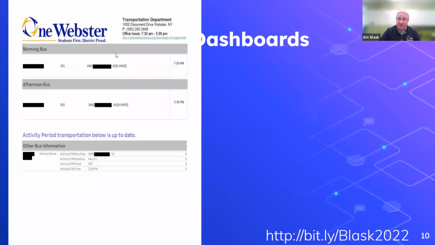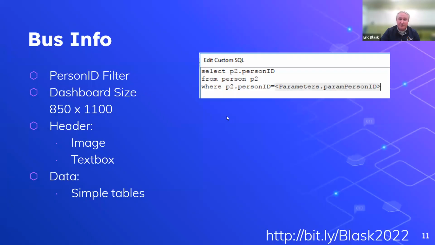Going back to the bus letter, it's a pretty simple setup that we use and have replicated a few other times. Essentially, it's just a person ID filter where we check the person ID of the person logged in with a parameter that gets sent over from the SIS and connect that to our student information system tables that we're pulling. And the key is you just build a dashboard that's paper size, 850 by 1100. And then for a header, we stick in an image and a text box and some pretty simple tables.